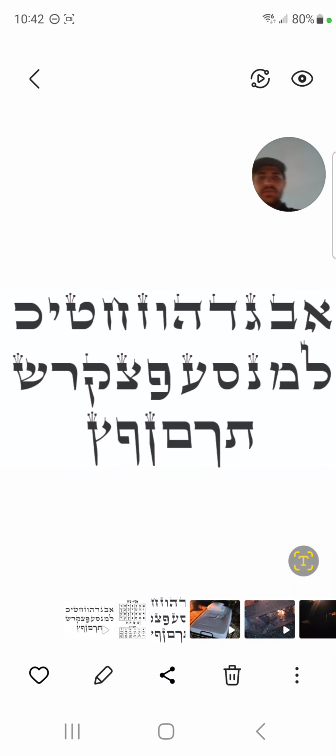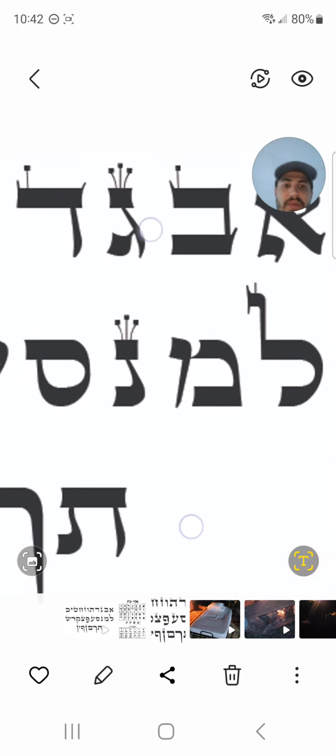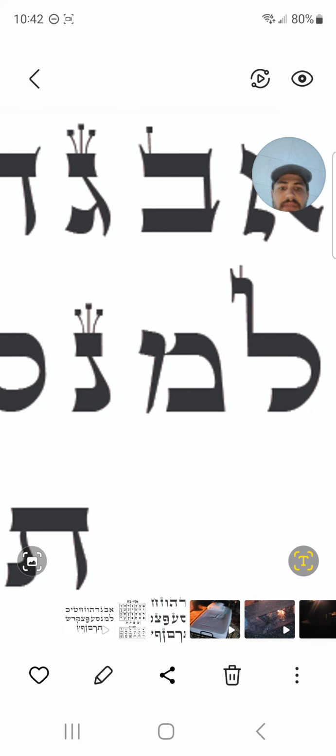Today we're going to study some letters, okay? We start from the right side. Here's the first letter, second letter, third letter. You see that? That's how we're going to start, okay? So over here, all the way on the right side, this is going to be our first letter of the Hebrew alphabet, okay?